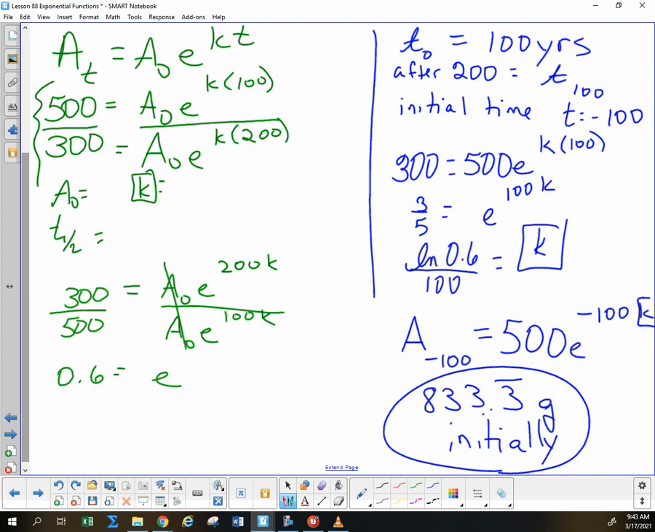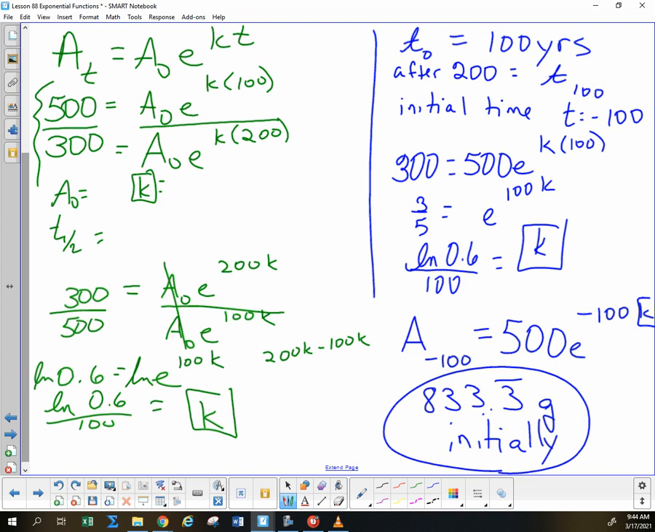I have e to one power over e to another power, but the same base. So I need to subtract my exponents. And if I take 200K minus 100K, my new exponent is 100K. Then I can take the natural log of both sides. So I have 100K equals that. Divide both sides by 100. And now I'm going to store that K is the natural log of 0.6 over 100. Hey, I got the same K. Is that making sense to everybody?